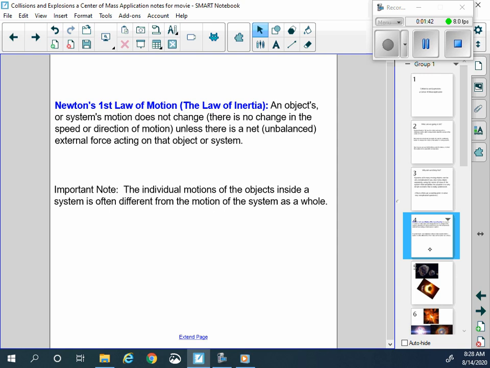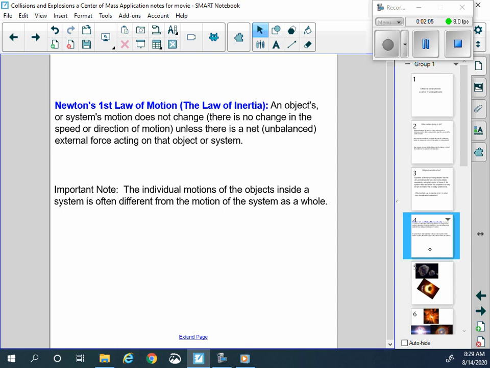Now, Newton's first law of motion is, again, the law of inertia, and we're not going with the oversimplified ways of saying things. The law of inertia really is that an object or a system's motion does not change. That means the speed is constant, and the direction that speed is moving in is constant. If it's not moving, then that's a speed with a direction. It's nothing, and that's fine.